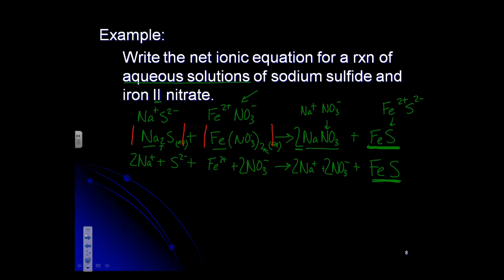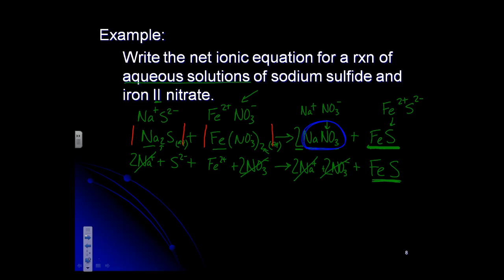Now we're at step number 5, where we need to get rid of our spectator ions. So they're going to appear the same on both sides. One of those is sodium, and the other one is nitrate. You will notice that they are the ions that are involved in our soluble product. Those always end up being your spectator ions.